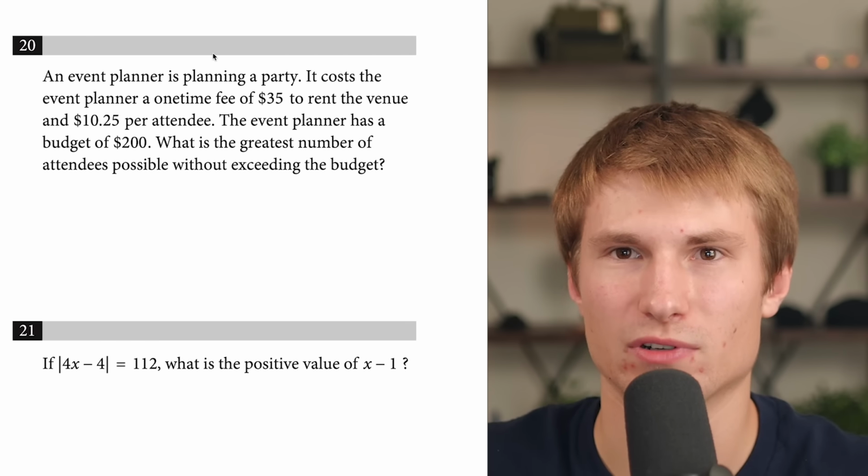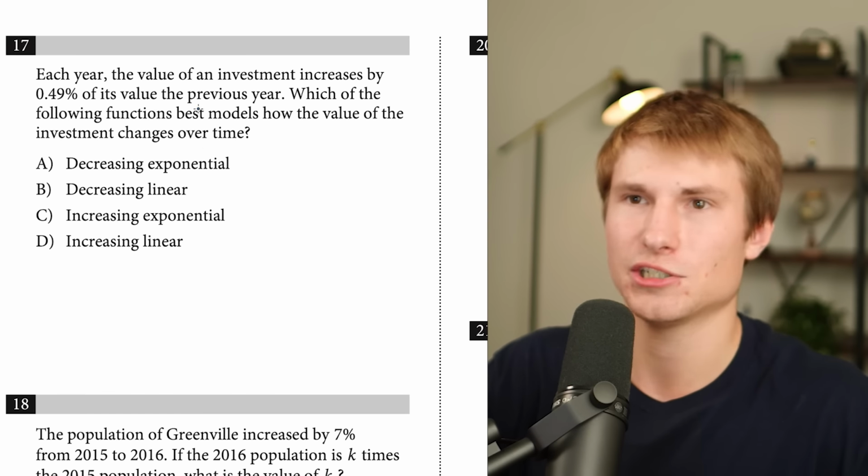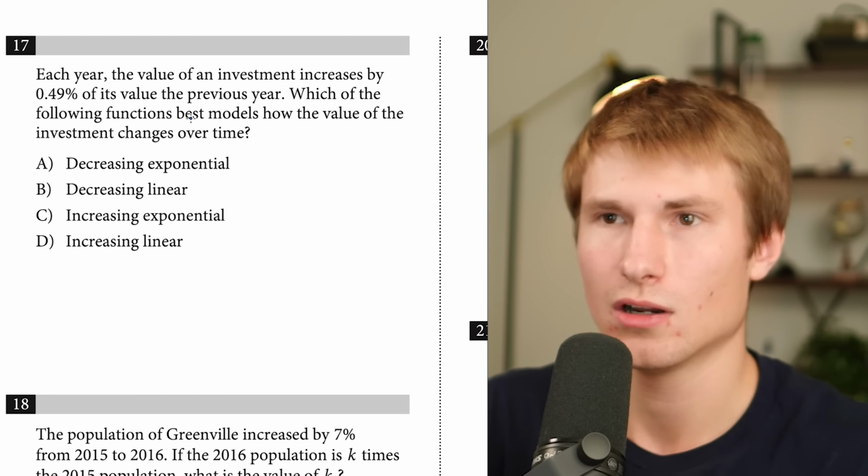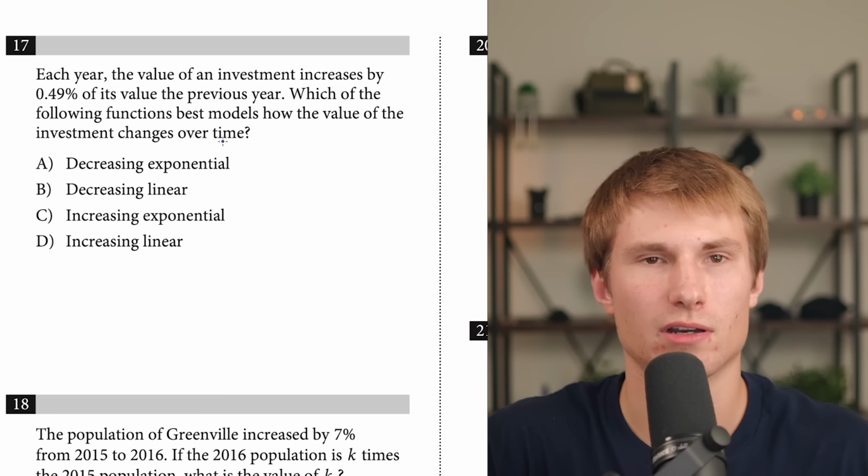But anyways, moving on to question number 17. Each year, the value of an investment increases by 0.49% of its value of the previous year. Which of the following functions best models how the value of the investment changes over time?